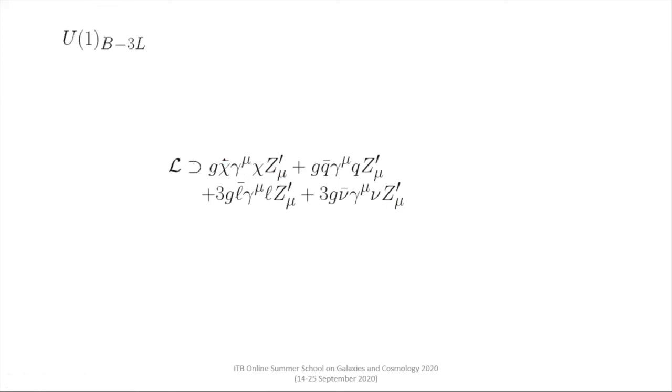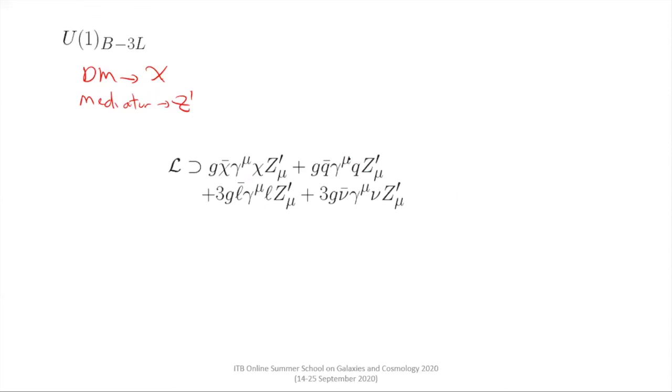So here we have the model. Dark matter is chi. As I mentioned earlier, a lot of people in particle physics like chi as the dark matter. Don't know why, but I just followed the rule. The mediator is Z prime.